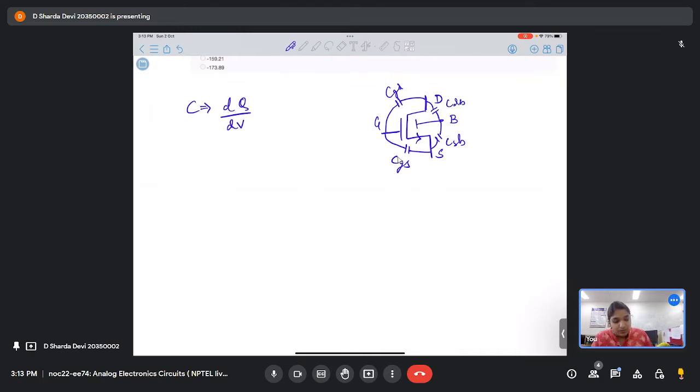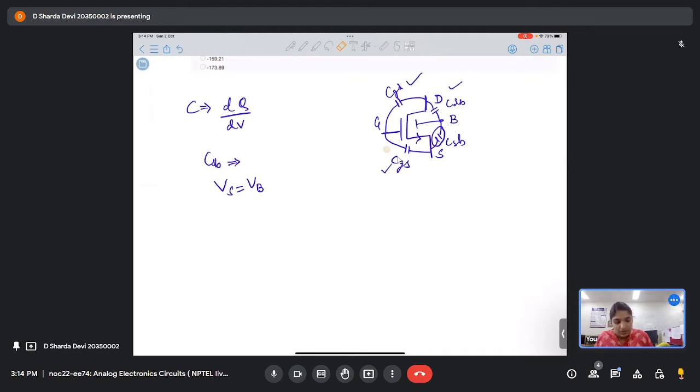So we know CSB rarely comes into picture. The reason being source voltage is always equal to body voltage. That is what ideally is considered. So we generally short our source terminal with body. So there won't be any change in charge with change in potential because the potential difference remains zero. So that's why this rarely comes into picture. Otherwise you'll see this is the one which really comes into picture. Otherwise you'll have these three capacitances coming into picture.